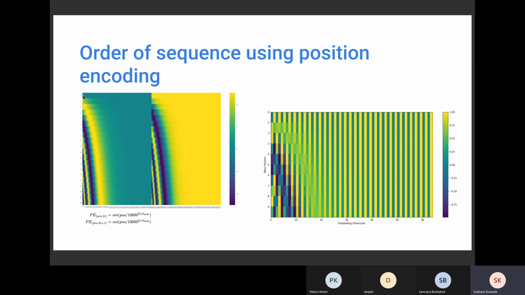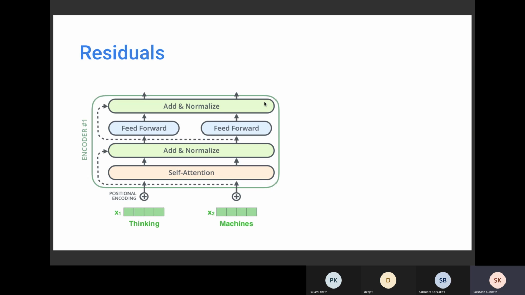This is for a sentence length of 20, where the 20 positions are being depicted, and on the right hand side is a similar function depicted for token positions 0 to 10, and this is how the position encoding looks. Another idea which comes into this transformer is that as you feed the inputs to one of the modules and take the output from that module, some information is lost in between.